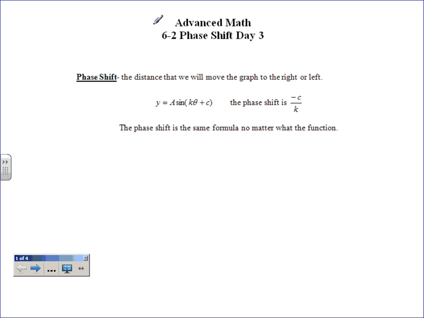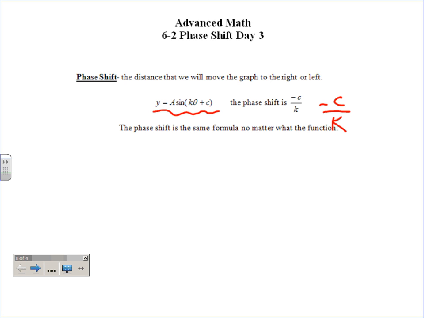They basically want you to have it in this form, and then they tell you to take the opposite of C over K and do all that work. That's not how I teach it. The phase shift, though, what it really is, just so you know, and then I'll show you how I do it. The phase shift is basically how far to the right or left are you going to move that graph. Basically, you just leave the axes where it is, you grab the graph itself, pick it up, move it over, and put it back down.